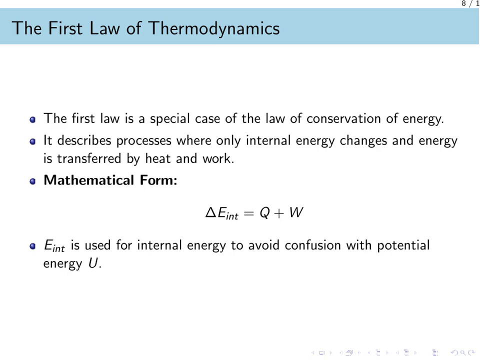This law tells us that there are only two ways to change the internal energy of a system. You can either transfer heat across the boundary or perform mechanical work. It provides a complete account of all energy entering or leaving a system during any thermodynamic process.